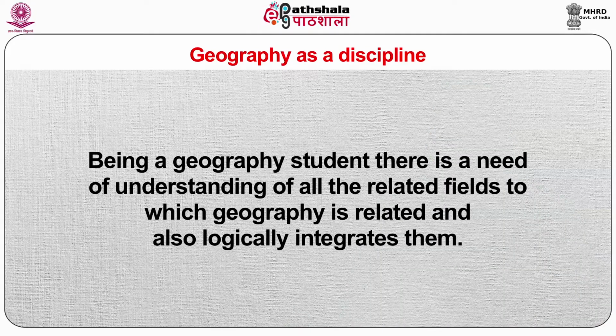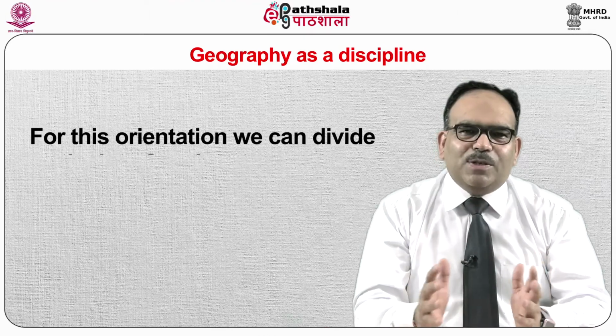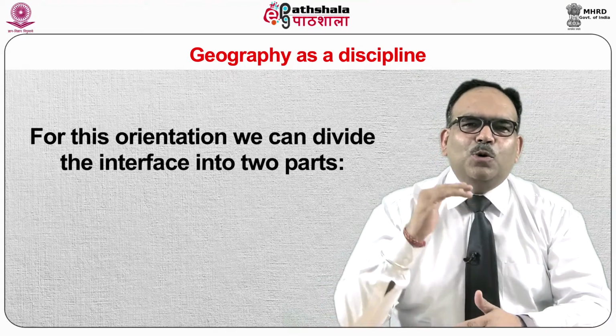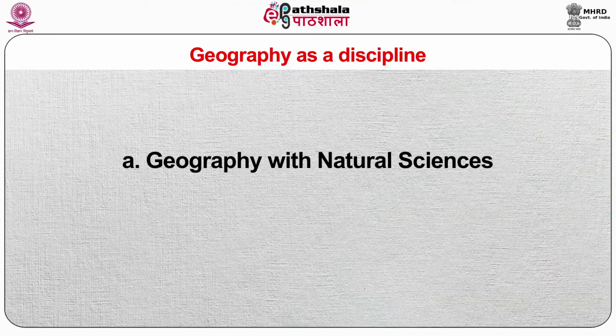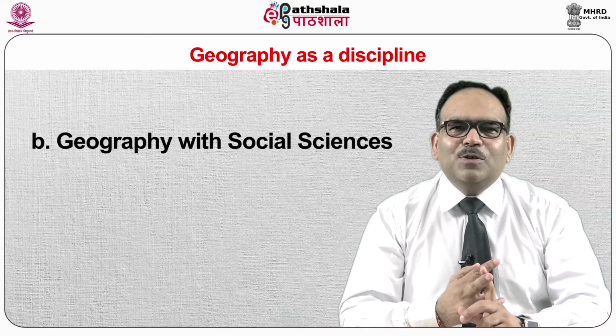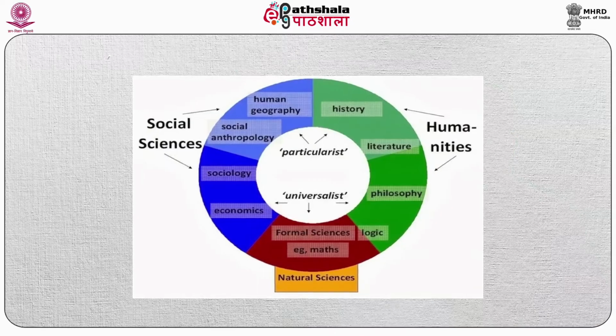Being a geography student, there is a need of understanding all the related fields to which geography is related and also logically integrating them. For this orientation, we can divide the interface into two parts: geography with natural sciences and geography with social sciences.